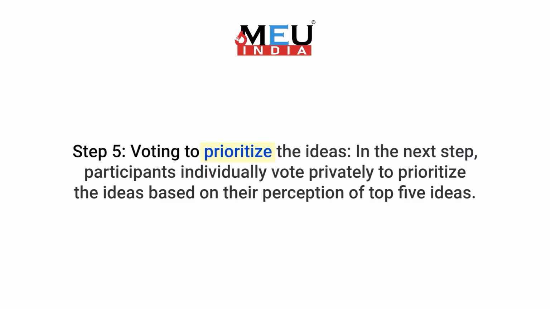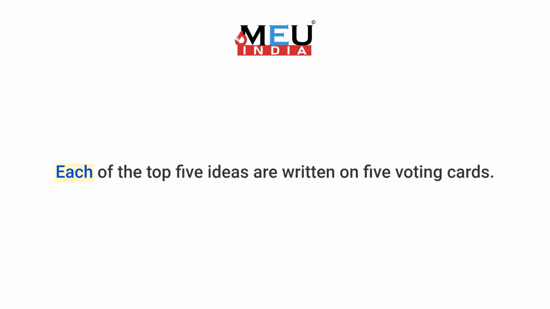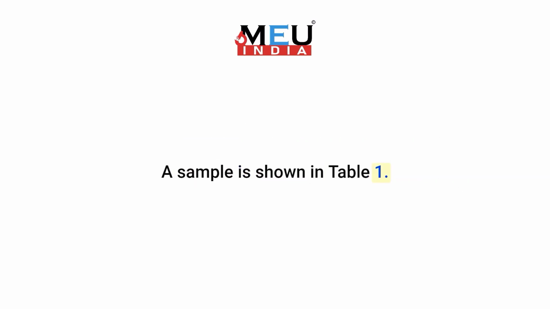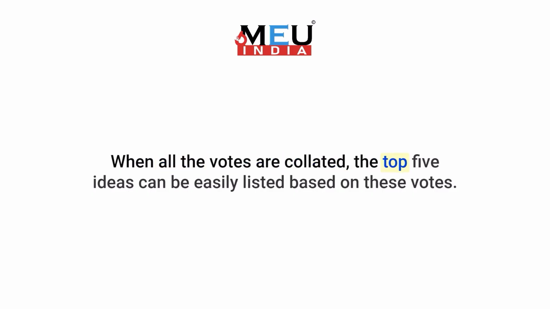Step 5. Voting to prioritize the ideas. In the next step, participants individually vote privately to prioritize the ideas based on their perception of top 5 ideas. Each of the top 5 ideas are written on 5 voting cards. The most significant idea is to be assigned a rating of 5, and the least among these 5 ideas will be rated 1 after all the participants finish the task of rating. The voting cards are collected and votes are written against the ideas on the flip chart or board. A sample is shown in table 1. When all the votes are collated, the top 5 ideas can be easily listed based on these votes.